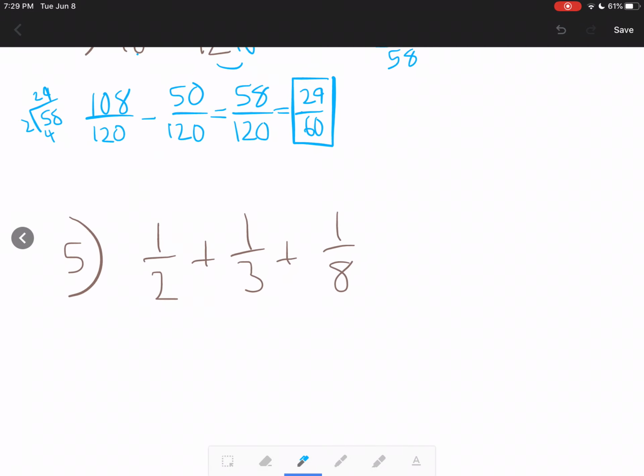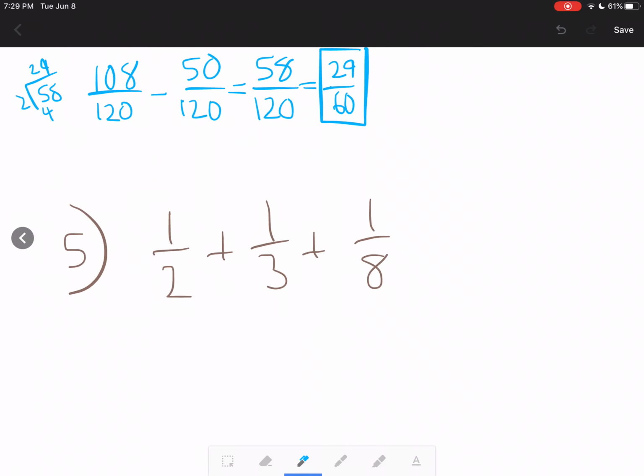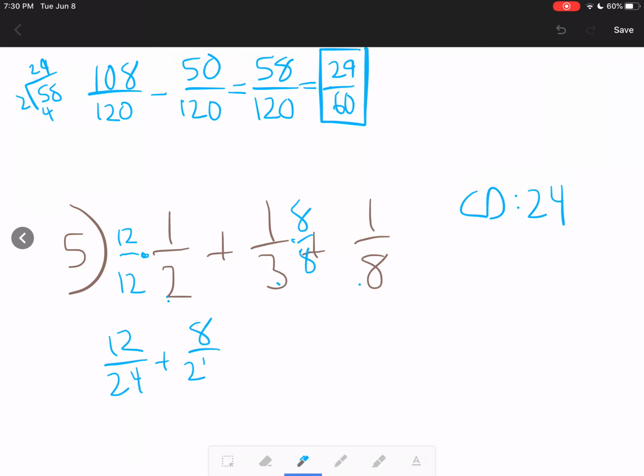Finally, we might have to do this with multiple fractions. But just like we were saying with getting a common denominator, it's no different. It's just more work. So look for a common denominator among all three of these numbers. What's going to work in this case is 24. So my common denominator is 24. In order to get to 24, I need to times this by 12 over 12, and that gives me 12 over 24. Plus, times this one by 8 over 8, which is 8 over 24.